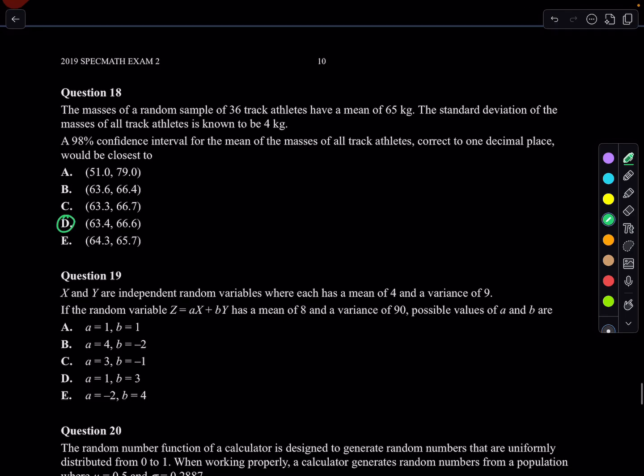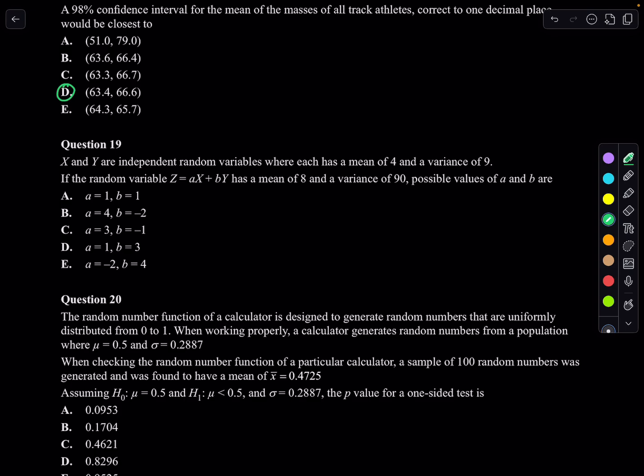Beautiful. Not too bad. Question 19. X and Y are independent random variables, each having a mean of 4 and a variance of 9. If a random variable Z has a mean of 8 and a variance of 90, possible values of A and B are what? Okay, so we can easily do this.